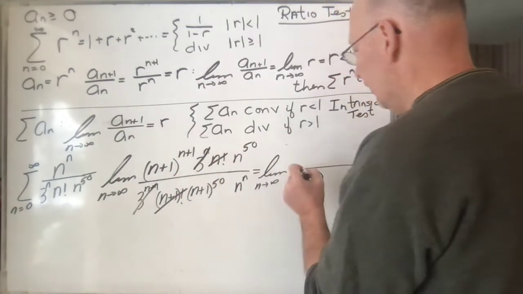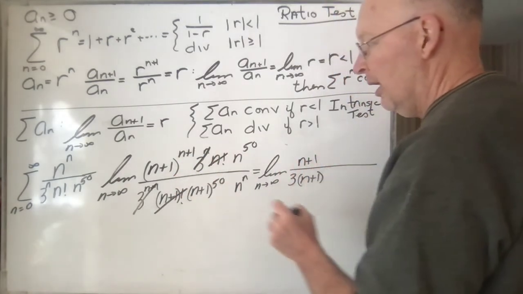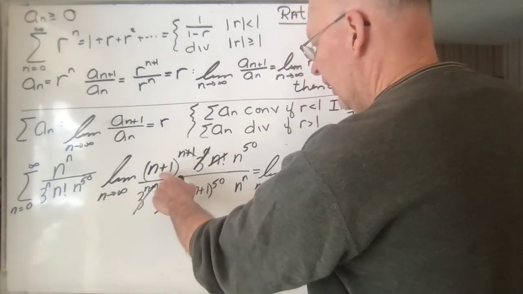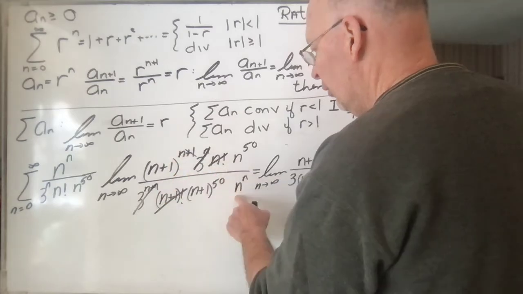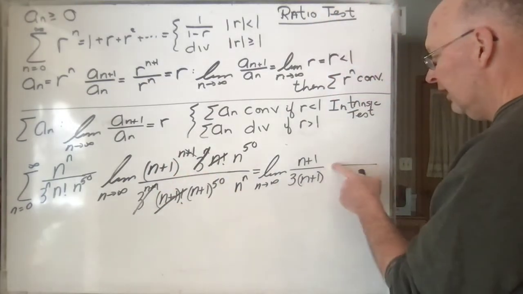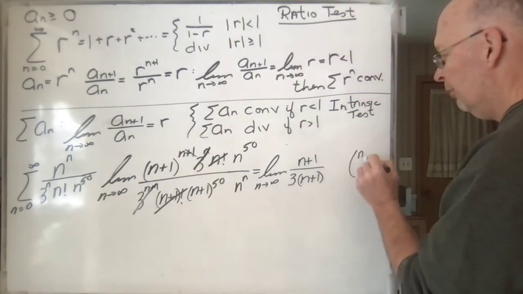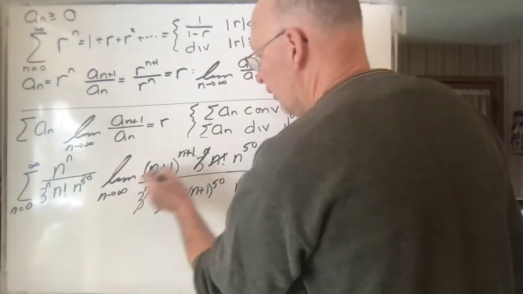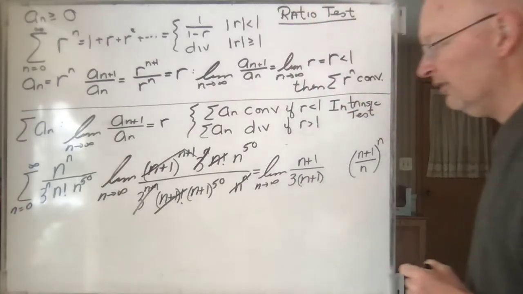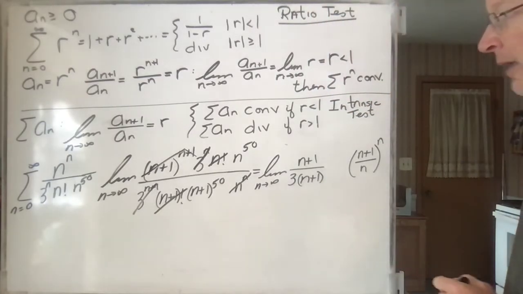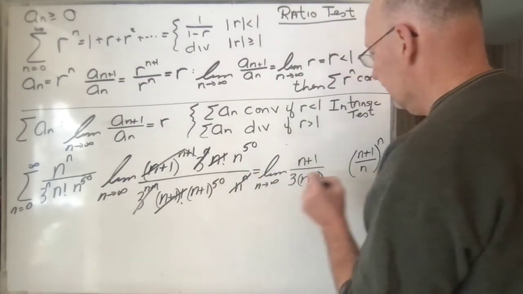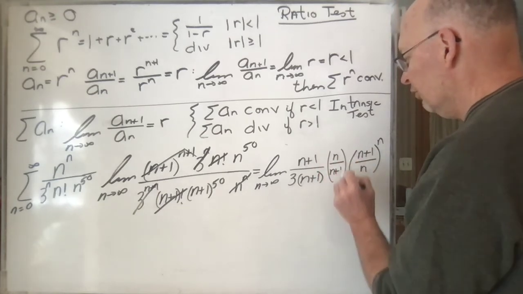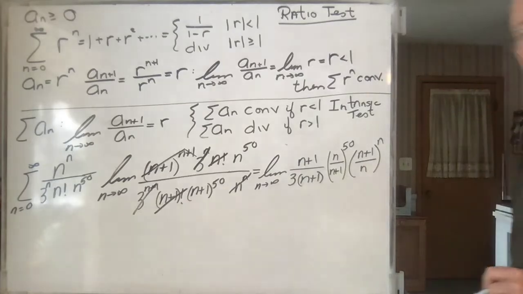Here, I can factor out an n plus 1, and after factoring out the n plus 1, I can write it as this thing to the n over this thing to the n, which I can write as n plus 1 all over n to the n. So that takes care of all of these. And finally, I can combine these together and write it as n over n plus 1, all to the 50th. See that?